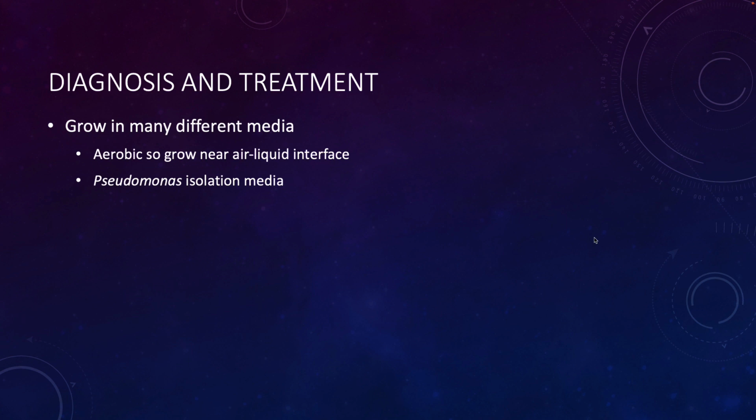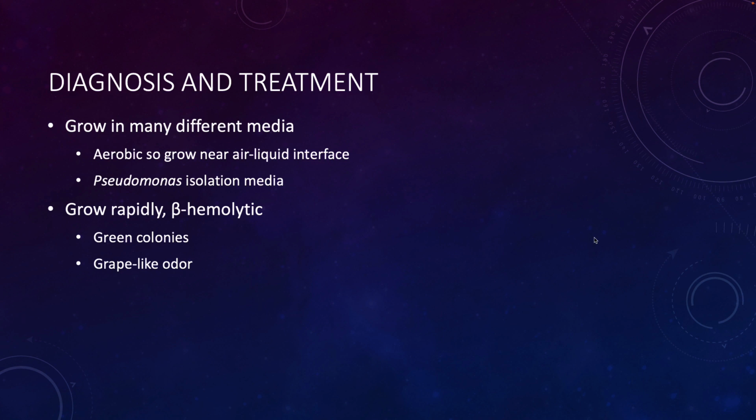There's also Pseudomonas isolation media that will selectively grow only Pseudomonas species. They grow very rapidly, so if you swabbed a patient, you could see colonies the next day. They are beta hemolytic, so you could see that on blood agar. They are green usually, especially on Pseudomonas isolation media, but even on nutrient agar, there's a blue-green tint to the colonies because of that pyocyanin production.